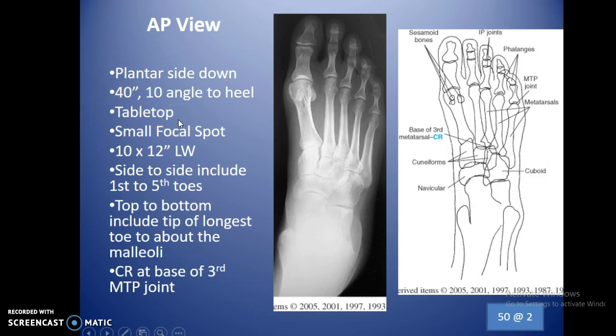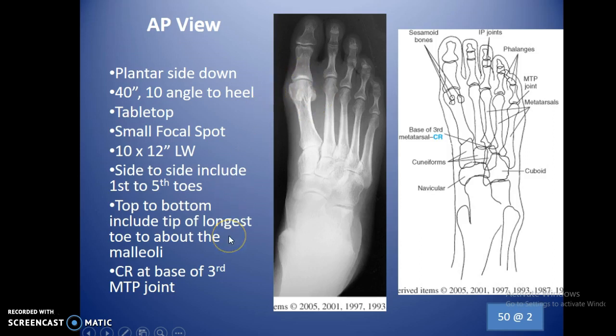This is going to be done tabletop, so the foot will be on top of the IR. Small focal spot. We do want to see the small, fine fractures within the phalanges and sometimes the metatarsals. Side to side, you just need to include the first through the fifth toes. So you can get this edge here all the way to this edge on here. Usually the widest point is going to be the great toe, right around the metatarsal phalangeal head up in here.